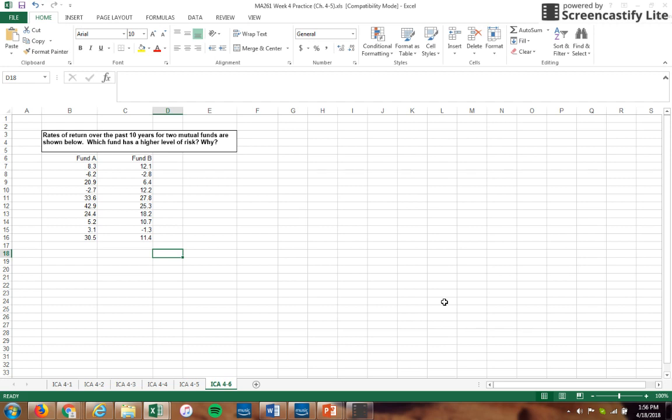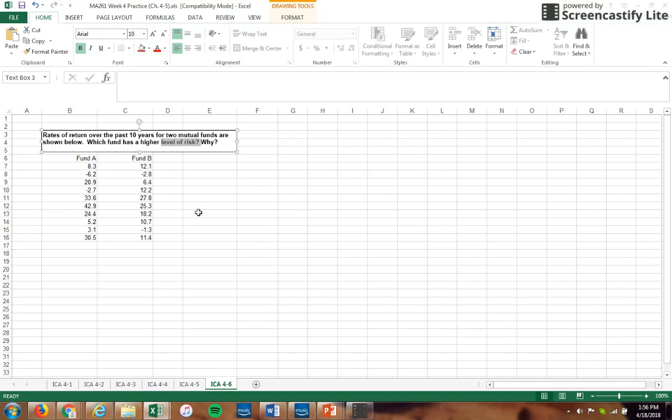We're looking at the last ICA for this week, ICA 46. Looking at this problem: rates of return over the past 10 years for two mutual funds are shown below. Which fund has a higher level of risk? So how would we measure a level of risk as we're looking at something?